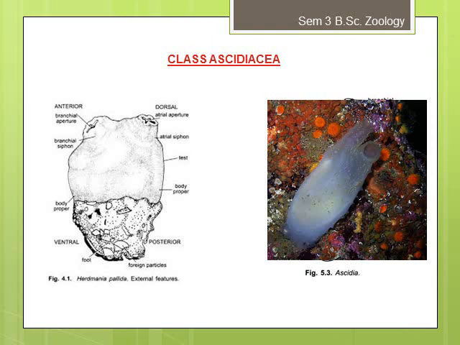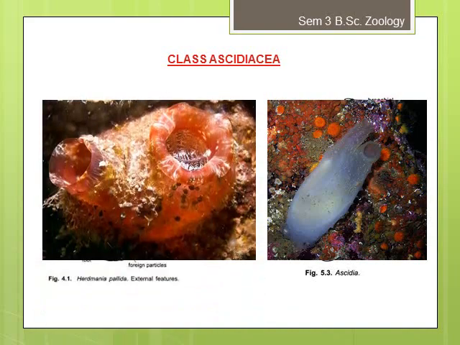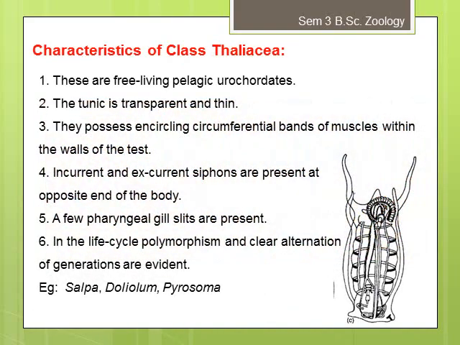Now the next example is Herdmania. Again, in Herdmania also, the atrial aperture and branchial aperture have been brought to a similar level on the surface. I hope you remember. I will just summarize the characters of Ascidiacea. They are solitary or colonial and bottom living, or they are almost sessile. The adults are usually sessile.